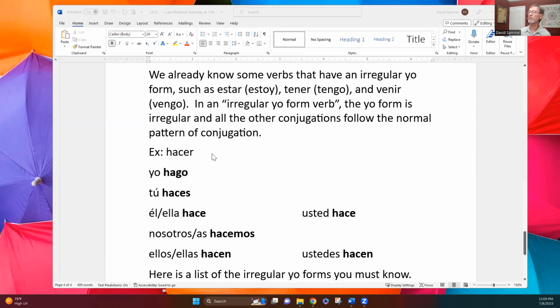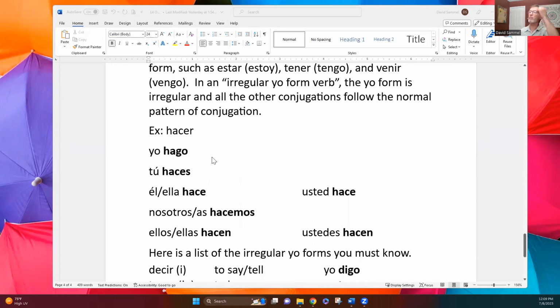So I picked an example of the verb hacer. Hacer means to do or to make. And here, this is clearly irregular. You wouldn't normally expect to see a G in here. So the yo form is hago, and then the rest of it's regular. Haces, hace, hacemos, and hacen.